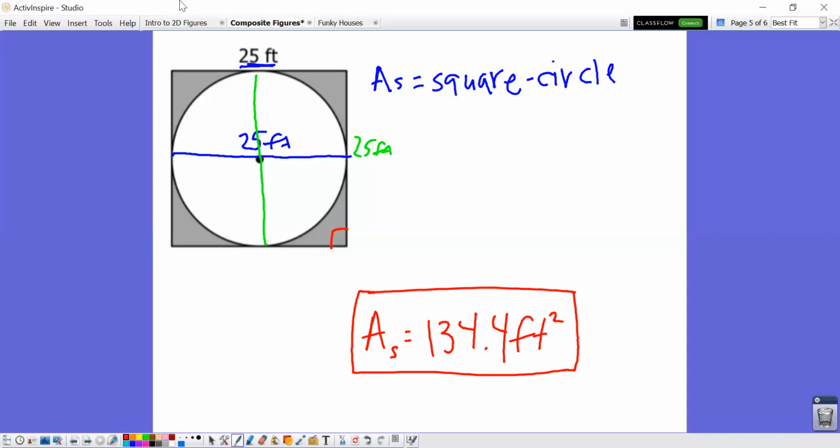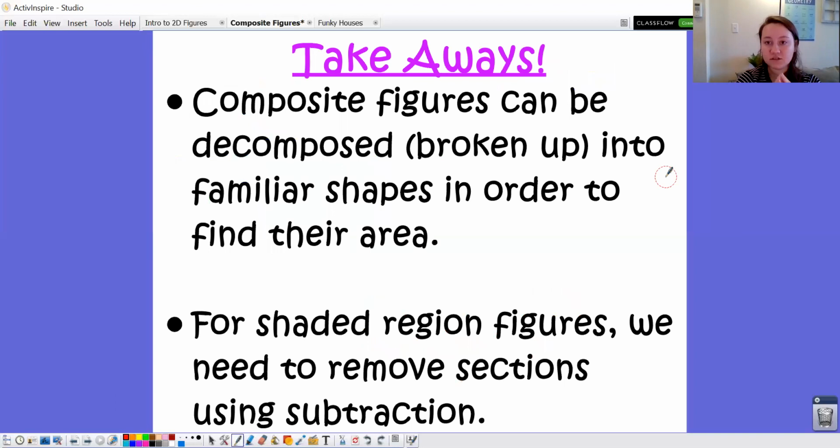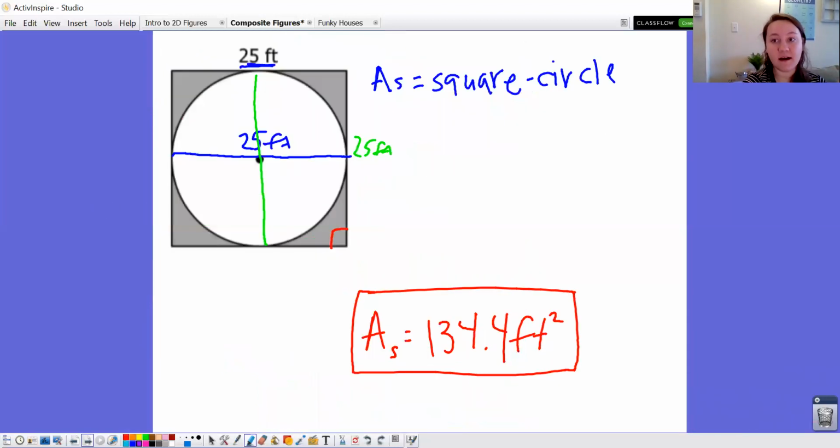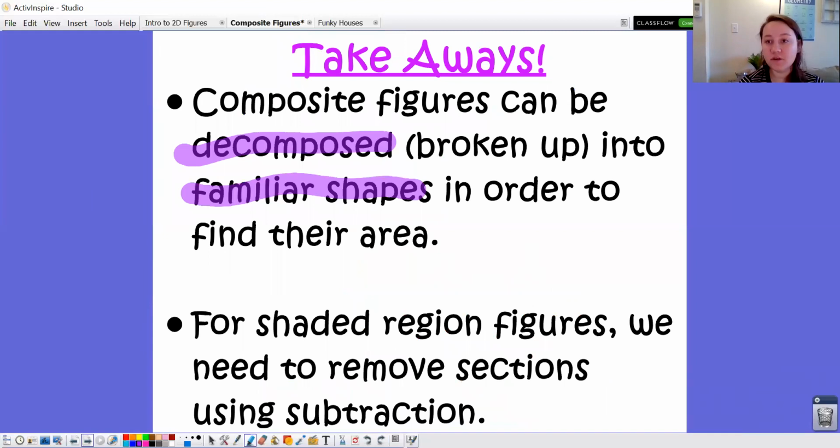So there are some big takeaways from this topic that I want you to keep in mind while you're working. First one being composite figures are decomposed. We break them up into more familiar, more simple shapes. So we're going to take those and we're going to chop them up in order to find their area. Whether we are adding those pieces together like we did in the first two examples, or cutting out a piece of an outer shape. Either way, we broke it into stuff that was more familiar.